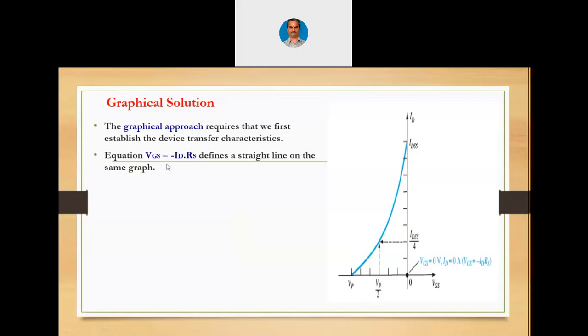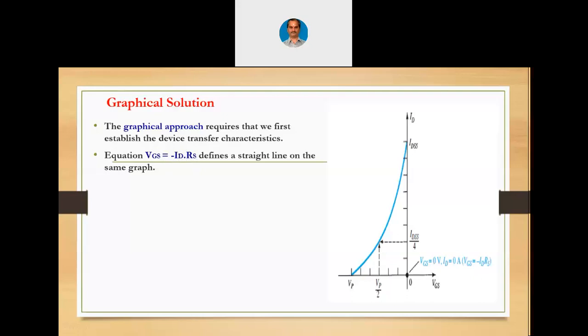The equation VGS equals minus ID into RS defines a straight line on the same graph, right? The gate to source voltage is a function of ID RS now. This is nothing but of the form y equals mx plus c, where c is 0. So this is a linear equation, an equation of a straight line, but it is not a vertical line because the VGS value is not fixed. VGS is dependent on ID. Now we have to have at least 2 points here to mark a line.